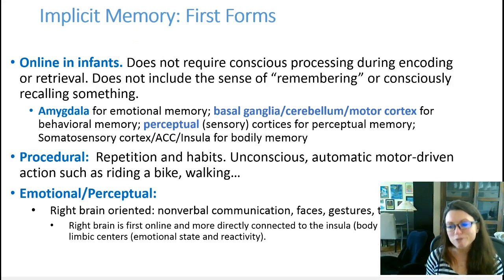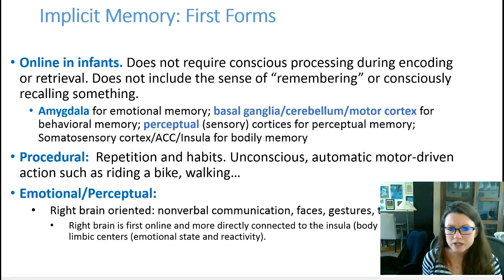Implicit memory comes first, though I'm talking about it last, just because it is so big during our 0 to 2 time period, which is our first time period. So it's online in infants from the get-go. It does not require conscious processing during encoding or retrieval. Does not include the sense of remembering or consciously recalling something. Our implicit memories, it's not something we think about remembering, okay?